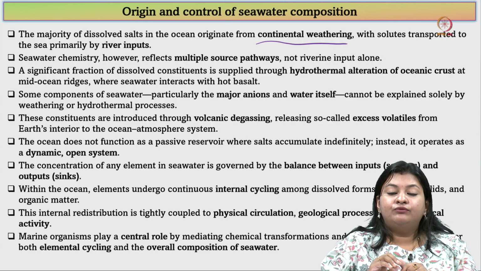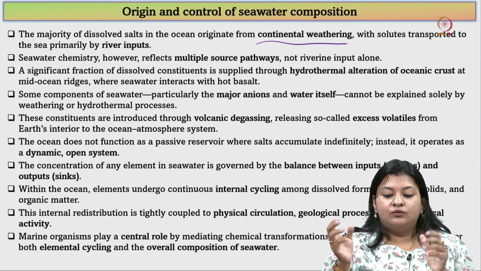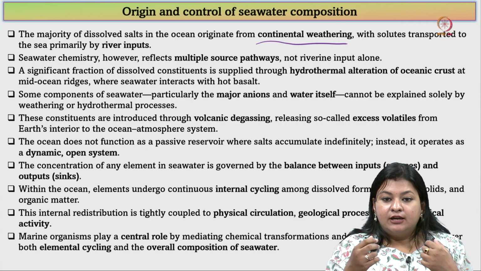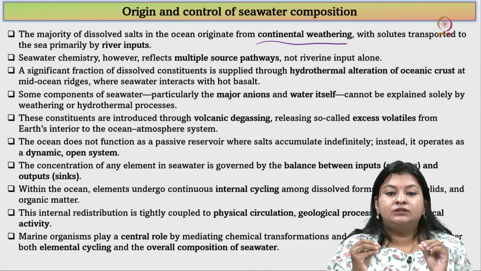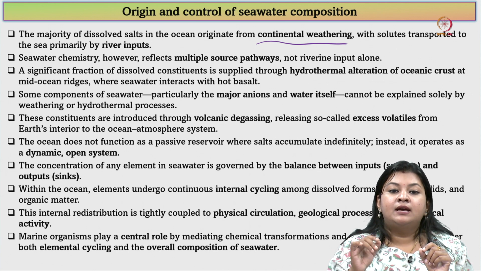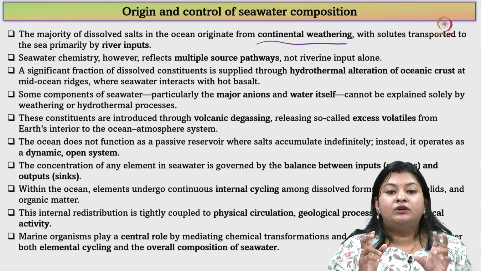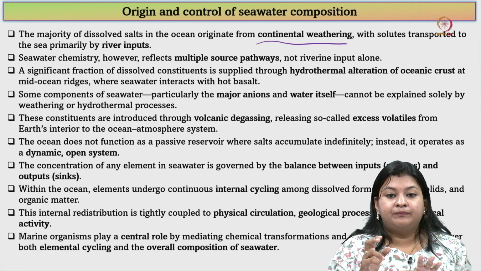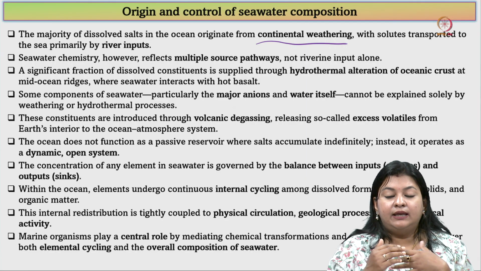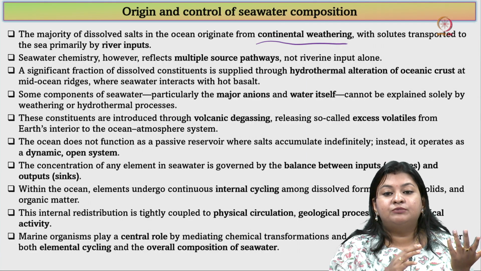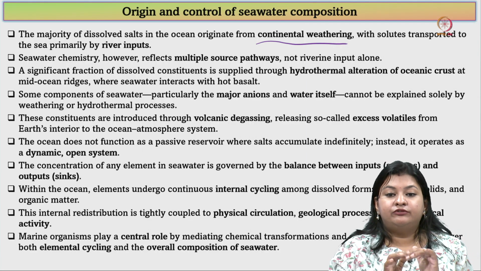For instance, these constituents were introduced due to volcanic degassing. So, the volatiles that got trapped when the earth was forming are continuously getting released due to volcanic activities. And since these are volatiles, they are in the gaseous form. So, this process is called volcanic degassing, okay.